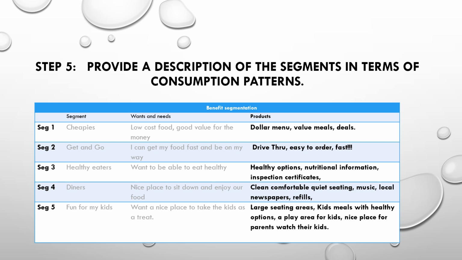The third segment, the healthy eaters, well, you think about McDonald's. Well, McDonald's has a number of healthy options available for these people. They also post the nutritional information, and they always have the inspection certificates where they get an A rating by the Board of Health because their restaurant meets all the specifications for a clean, safe place to eat.